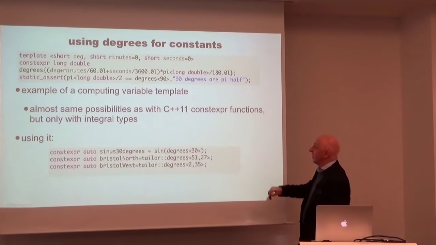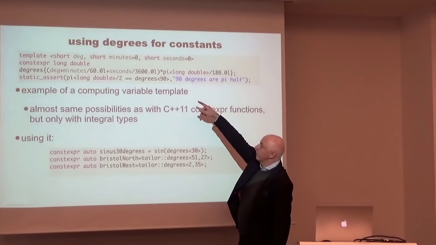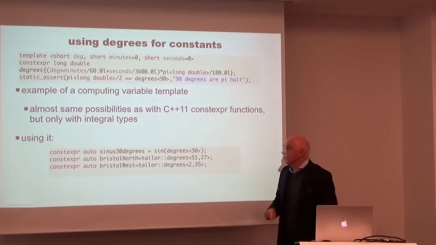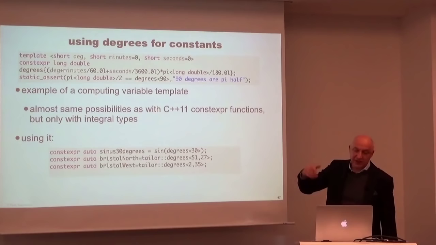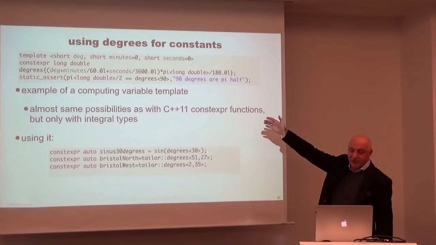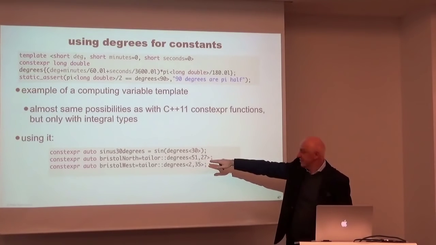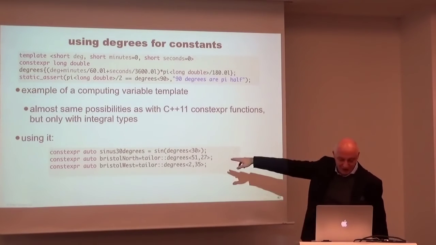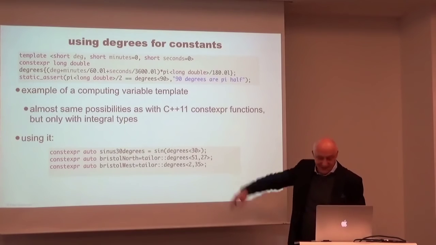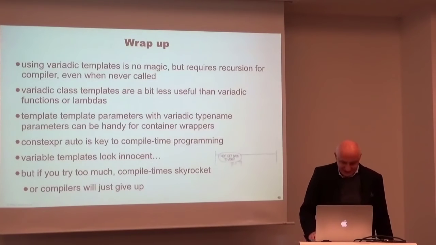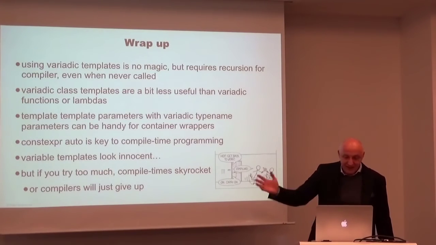And another nice thing that you can do without any problems is providing a constexpr variable template where you can specify degrees. And oh, that's the slide. I didn't adjust the slide. In the code, it's Berlin North and Berlin East. And that's how you get variadic template.